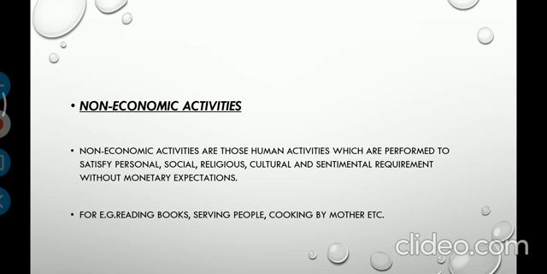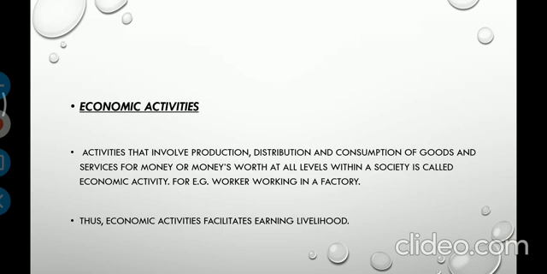I can ask all of you to list a few non-economic activities, and you will be able to do it in a fraction of a second. You'll be like, oh, I am making a cake for myself, that is non-economic activity. I am reading, that is non-economic activity. I am writing a poem, that is non-economic activity. So all those human activities that do not require monetary expectations are called non-economic activities.